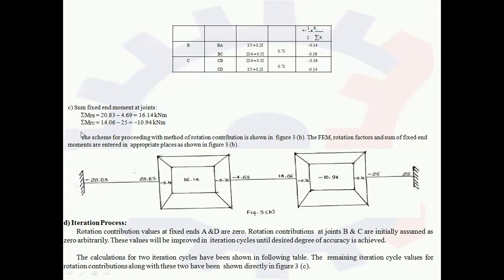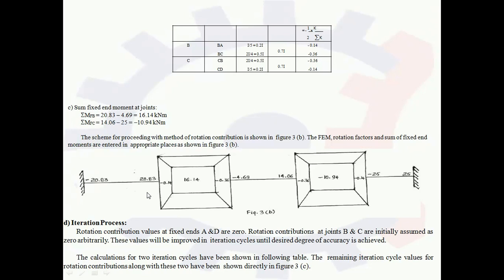Now the summation of fixed moments at C, 14.06 minus 25, we get as minus 10.94, which is written in the center of joint C. So this is the initial step of the third stage, and that is the iteration process. Now in the iteration process, we have to calculate the rotation contribution value.